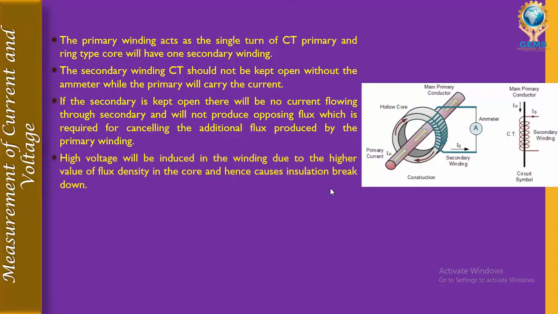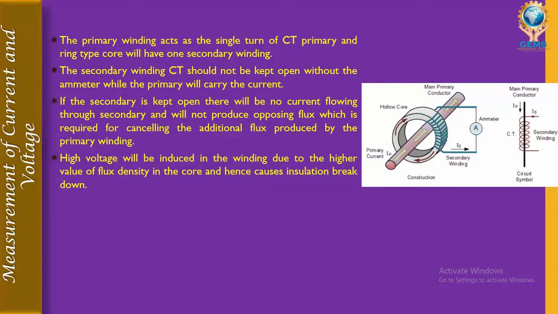High voltage will be induced in the winding due to the higher value of flux intensity in the core, and hence causes insulation breakdown. So this is the reason why high voltage is produced and it causes insulation breakdown. When there is flux generated in the primary winding, flux should also be generated in the secondary winding, so that both fluxes can be cancelled. If flux is not produced in the secondary winding, then only in the primary winding will I have my flux, and what will happen?